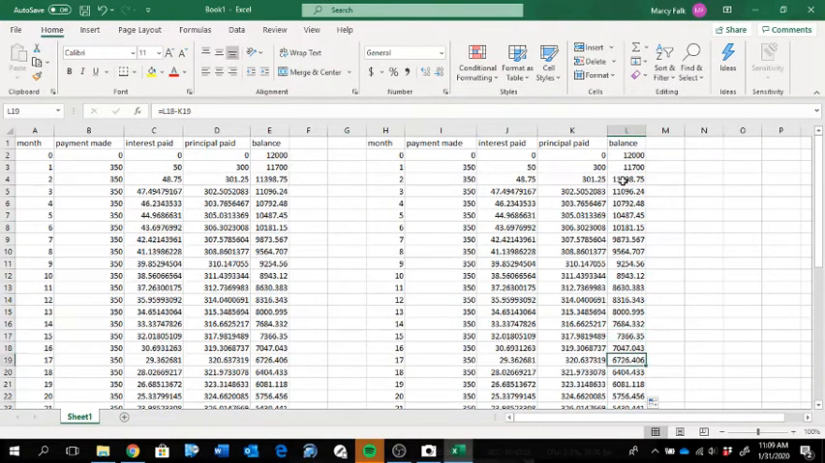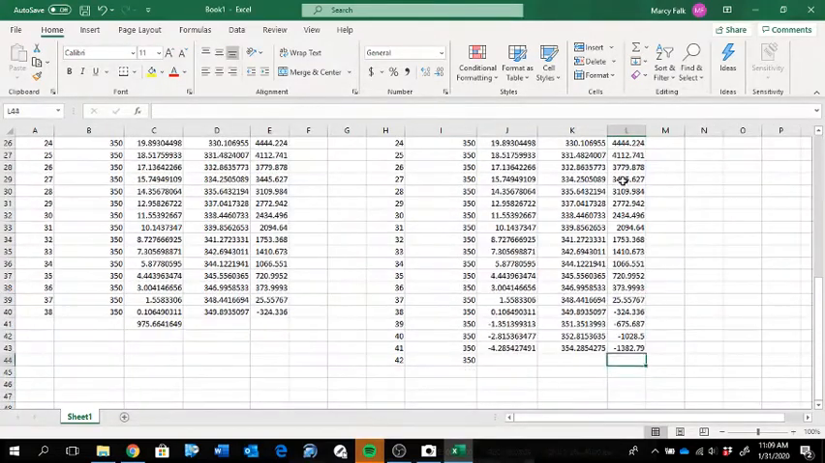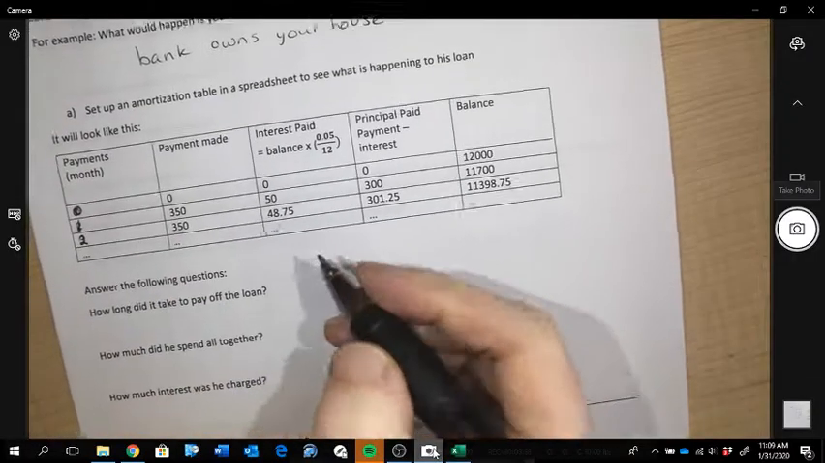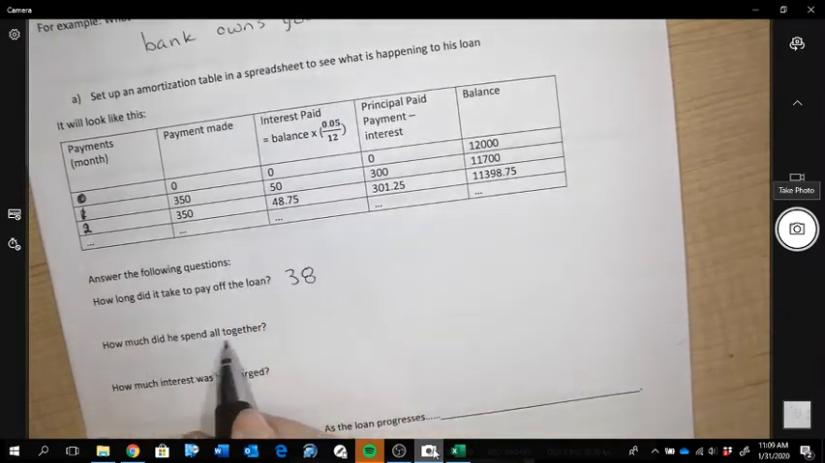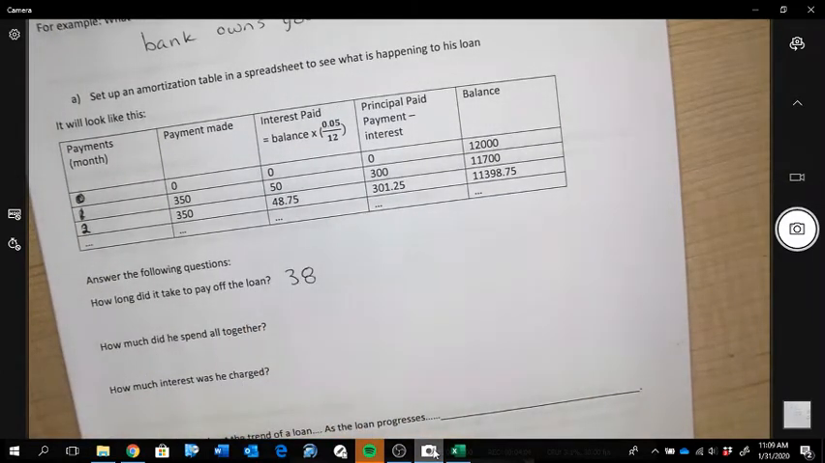Okay, so the $12,000 loan, how long did it take to pay off? So you can see that after the 37th month, so you made 37 full payments, and the 38th payment you only would have had to make a partial payment. Okay, so 38 months it took to pay off. So 38 months. How much did he spend altogether?